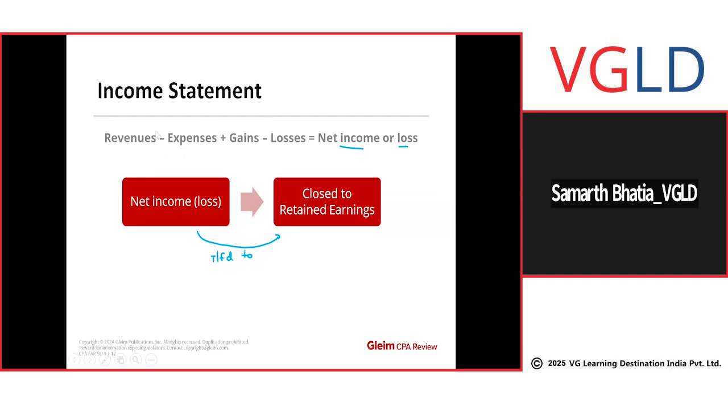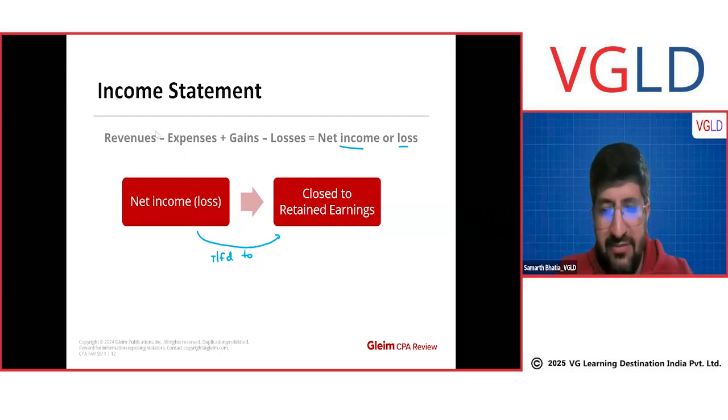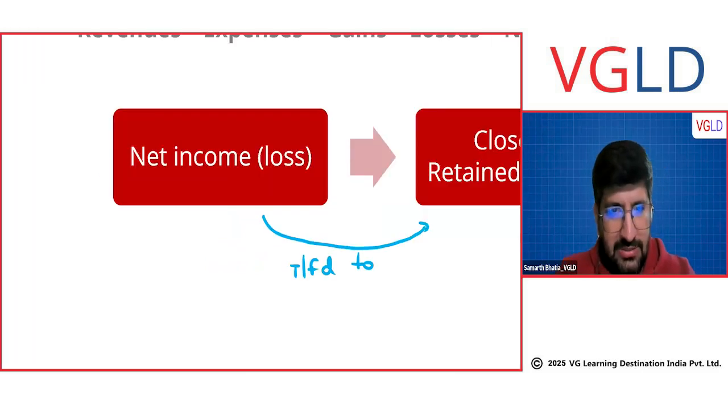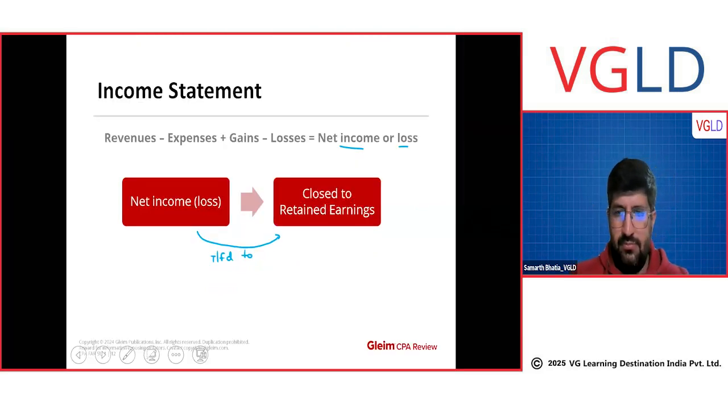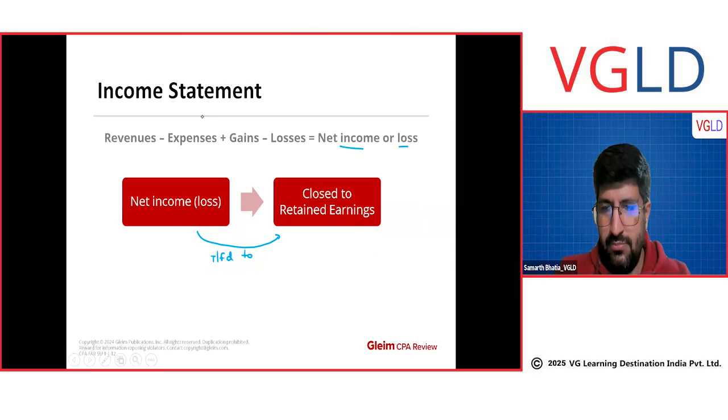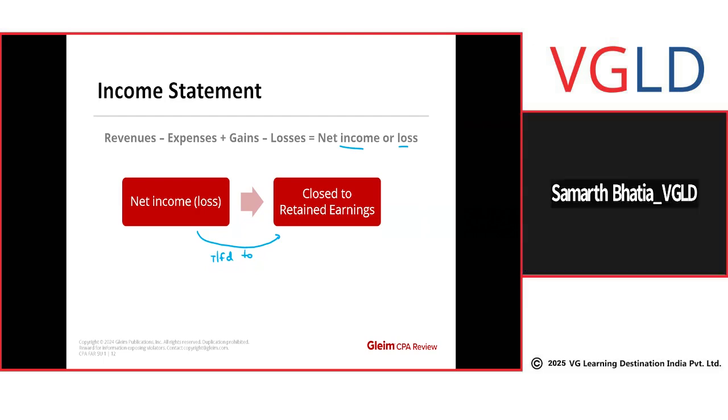So ultimately, as it is specified, out of revenue, when we subtract the expenses, we add the gains, we subtract the losses, we have the net income or the loss. And whatever the net income or net loss we earn will ultimately be transferred to the retained earnings. Close to the retained earnings is the same as transfer to the retained earnings.